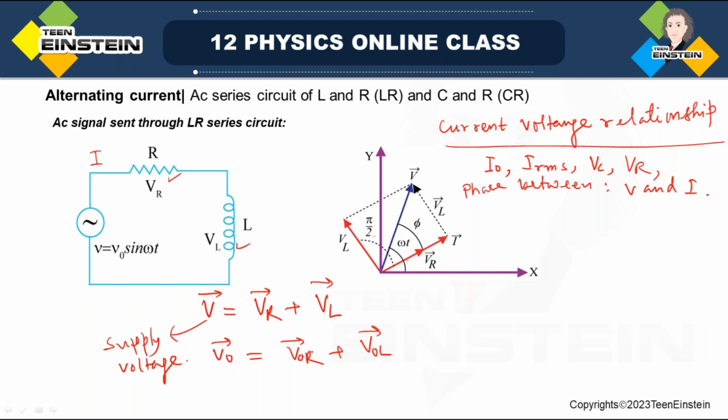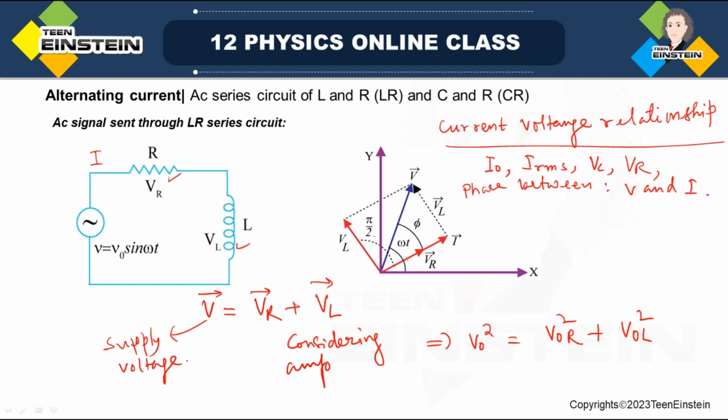When we are writing amplitudes, we can write V0 square is equal to V0R square plus V0L square. Okay, this we can write. Let me erase this part. Considering the amplitudes, what are this V0R and V0L?